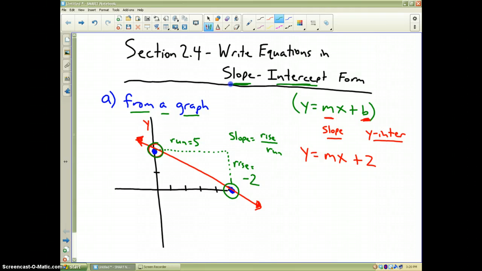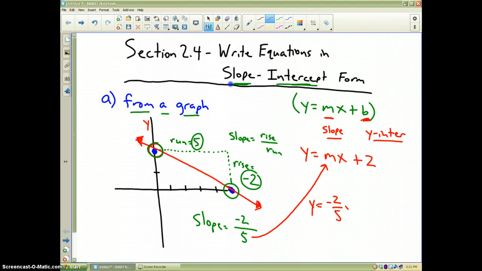So therefore, my slope of this particular line is the rise, which is negative 2, over the run, which is 5. And therefore, my slope is negative 2/5. I take that number and I plug it in for m, and I get a final equation of y equals negative 2/5 x plus 2.